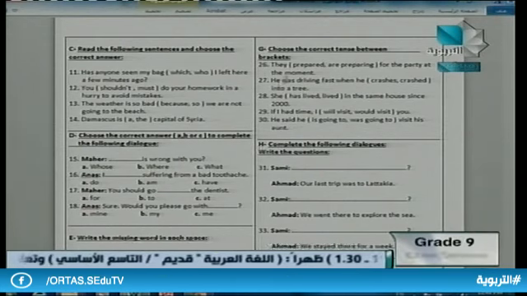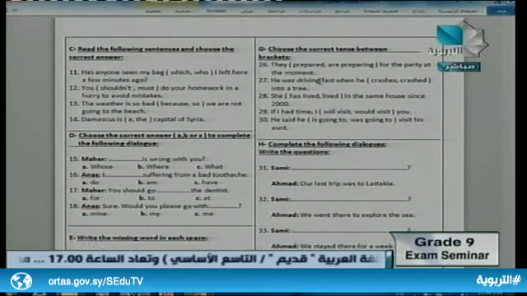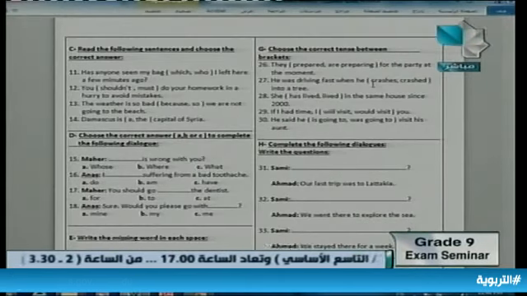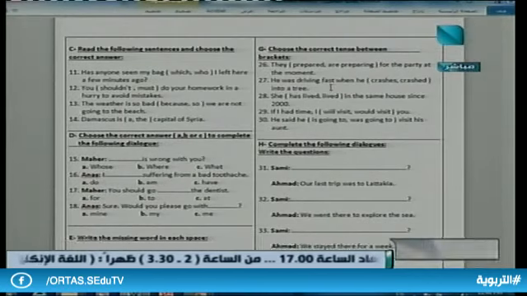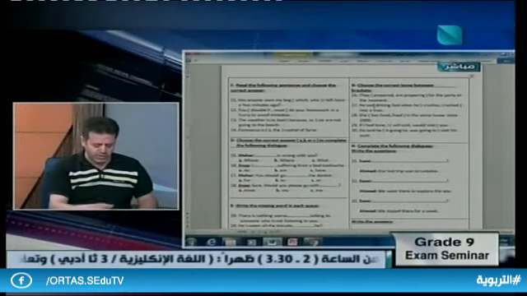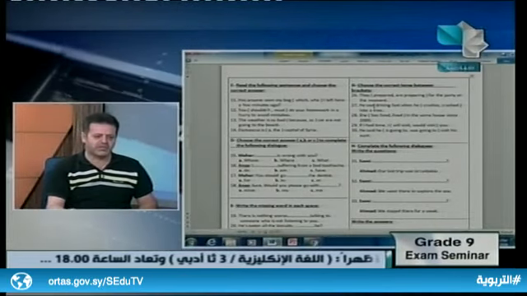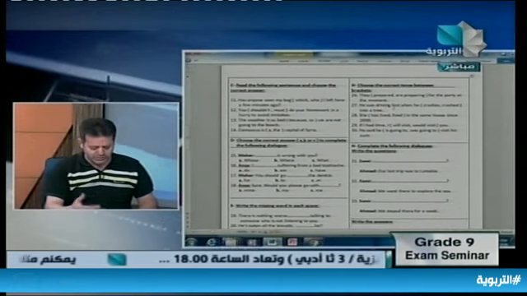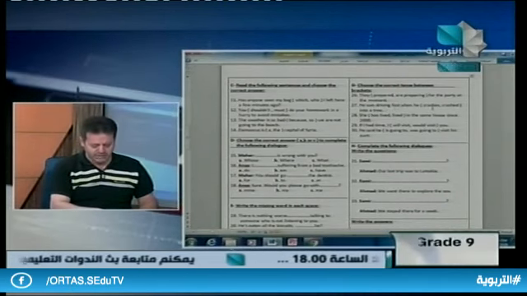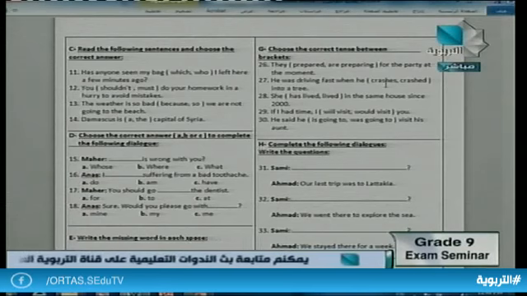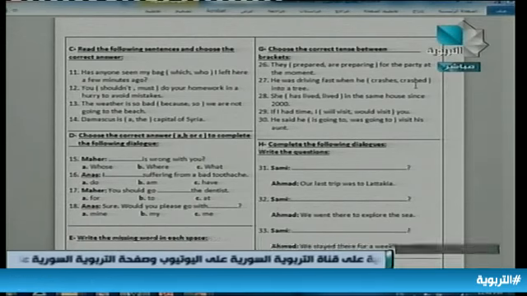Number 27, he was driving fast when he crashed into a tree. We have past continuous in the first clause. In the second clause, we link it to something in the past. Crashes, not crashes, of course. Crashes is simple present. Exactly, it is wrong. We use crashed because it is simple past.